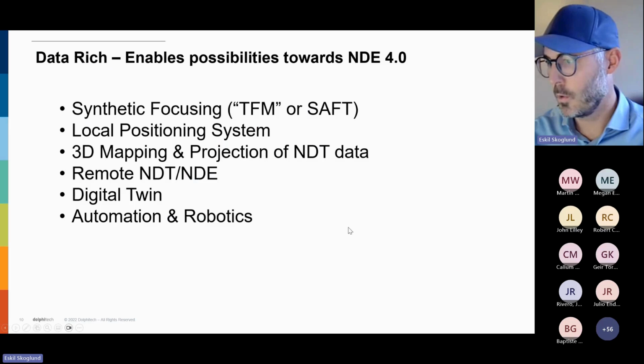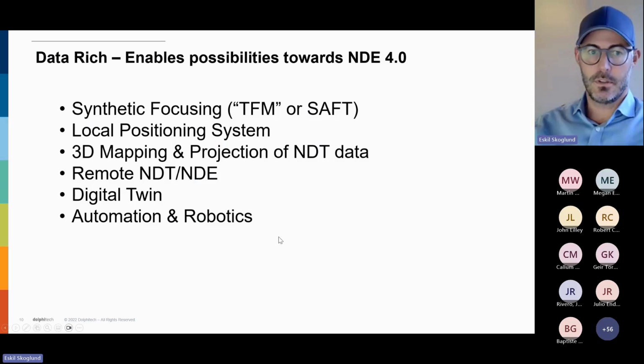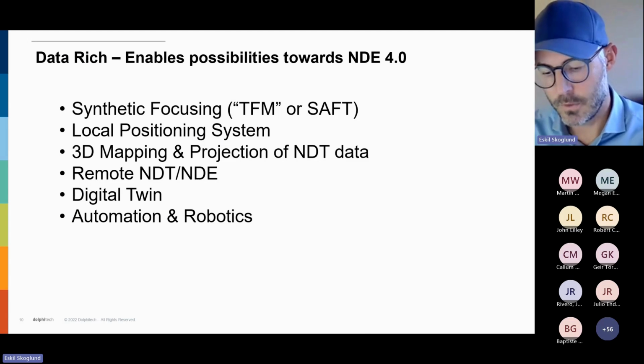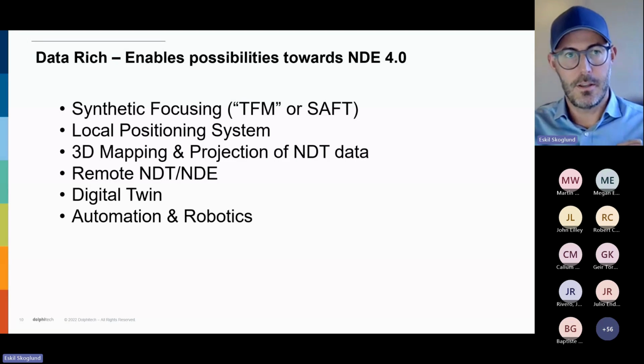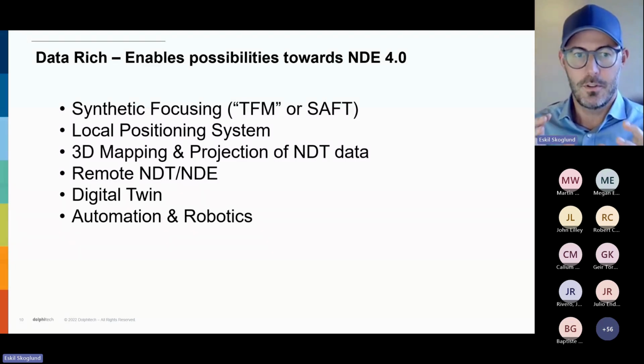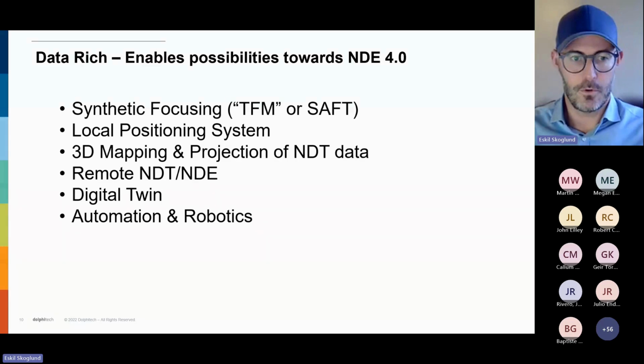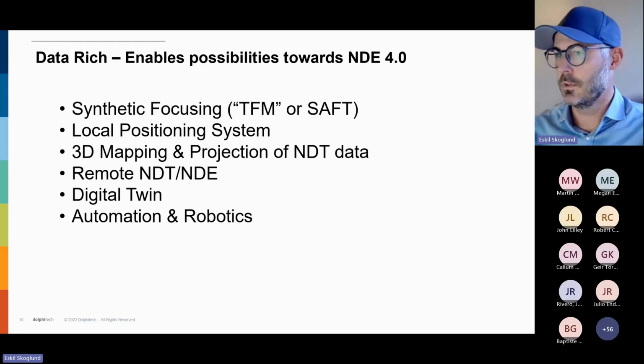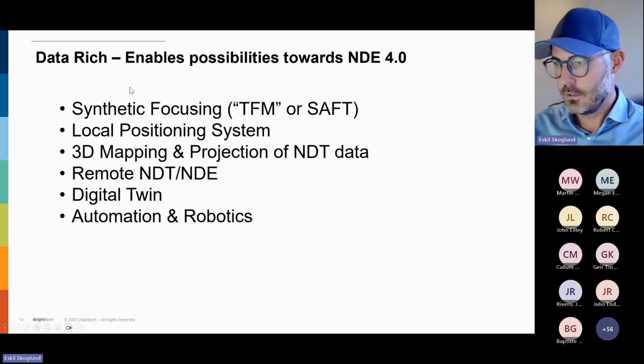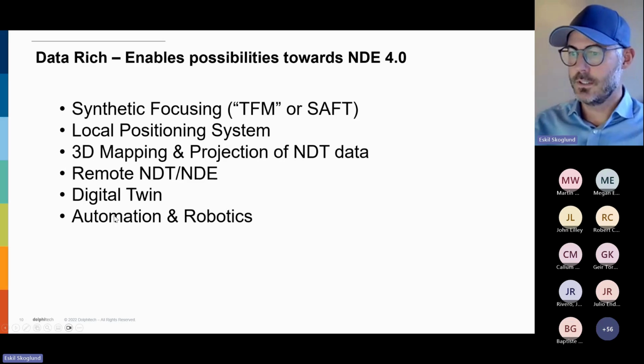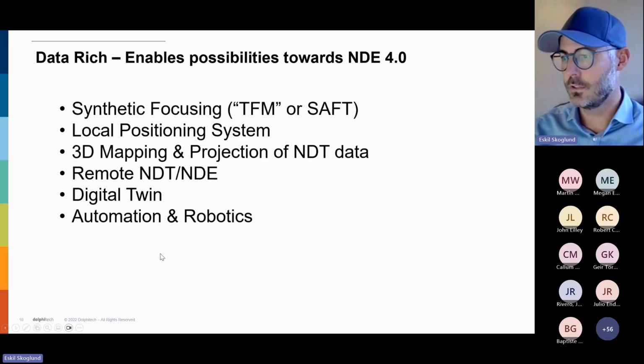But now over to the important part of the presentation that has to do with digitalization and NDE 4.0. My point with the intro here is that the start situation with all the data that we can have is very fit for use of AI and digitalization and NDE 4.0. So I'm going to first tell you something that's not related to the other, but it's synthetic focusing, and then a little bit about local positioning system and 3D mapping, which will bring us into remote entity and digital twin, and then some examples of automation and robotics.